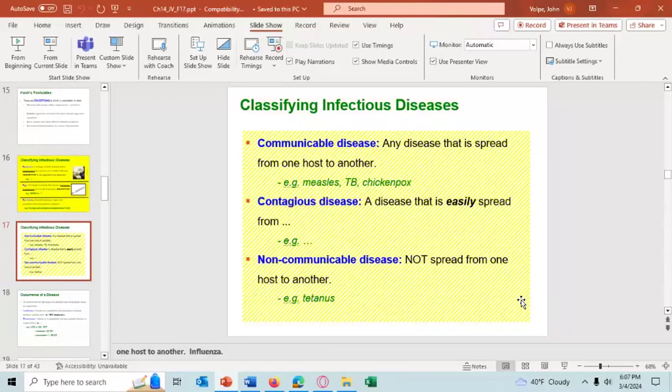A contagious disease is a disease that can spread easily from one host to another. For example, a contagious disease is the flu or COVID-19, where the disease organism can spread easily from one host to another. Can anyone name a communicable disease which is not contagious? Meaning it can spread, but it doesn't spread easily.